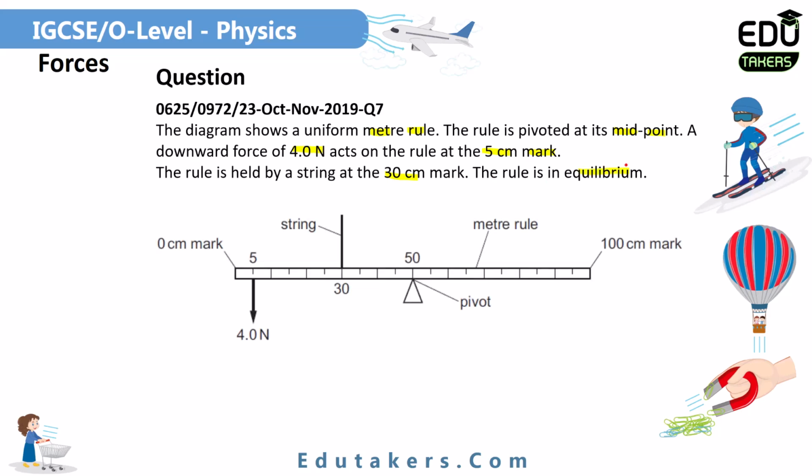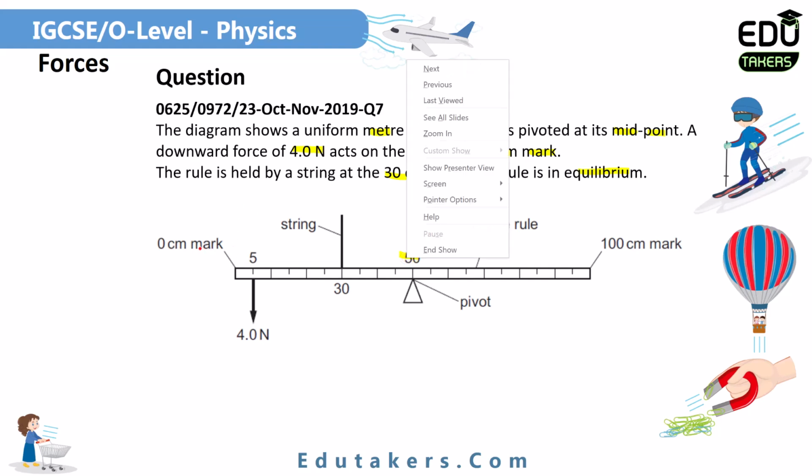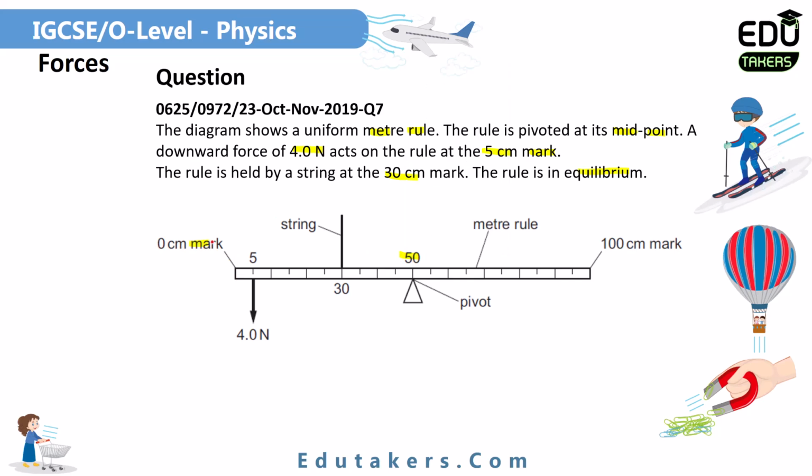So you can see there is a rule and there is a pivot point at the 50 cm mark. You have to observe here, there is a mark at 0 cm. There is a force of 4.0 Newton acting here. There is also the string which is at 30. You can also see the 100 centimeter mark on the other side. What is the upward force? You have to calculate the upward force that the string exerts on the rule, meaning the force acting in the upward direction.